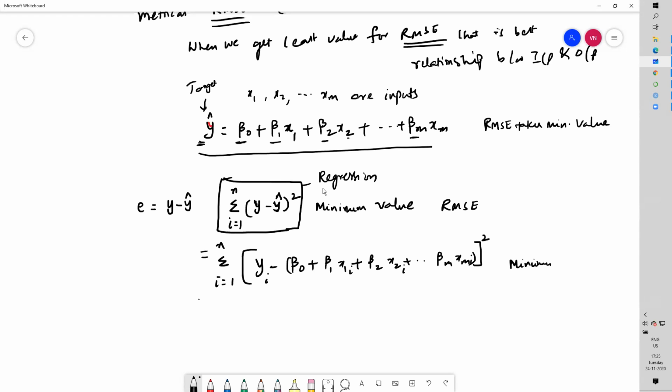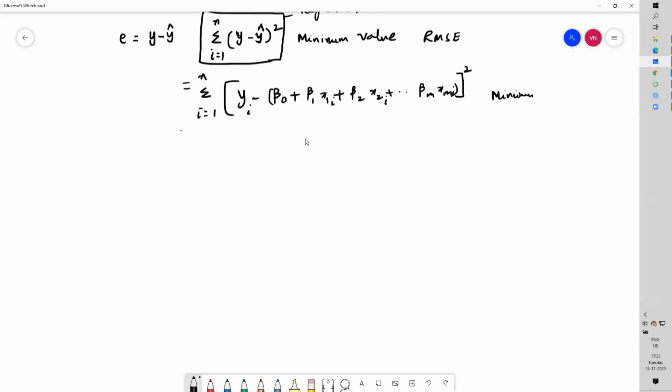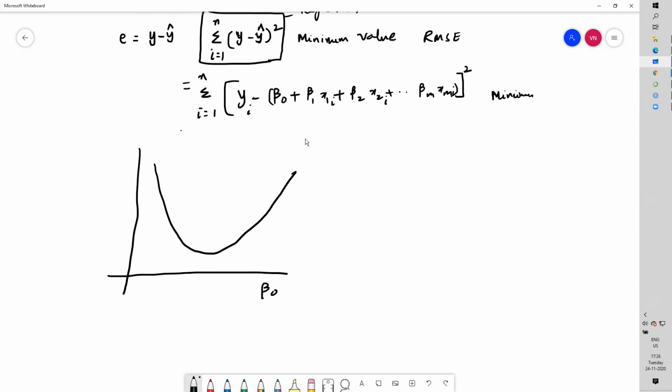So how can we make sure that this equation can take a minimum value? Let's do this. This is a quadratic equation. Let's say this quadratic equation takes a shape like this. I am simplifying it with only two variables. So this is your beta naught and this is your beta 1. For different values of beta naught and beta 1, let's assume that there is a third axis. So this is the third axis. This is your RMSE value. For different values of beta naught and beta 1, this is the value of RMSE.